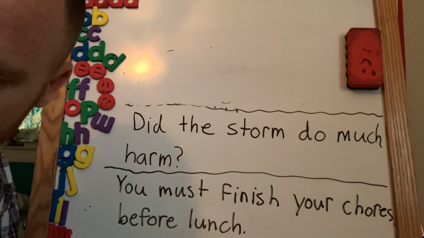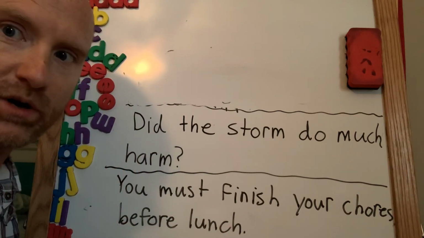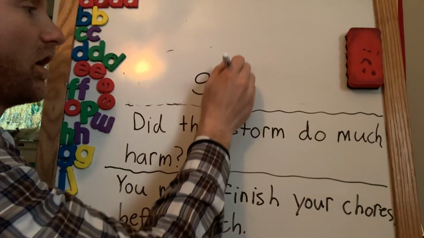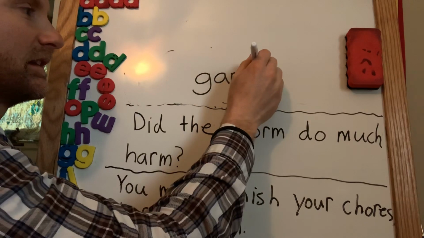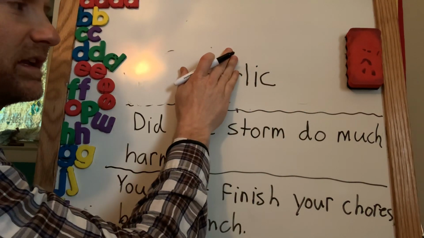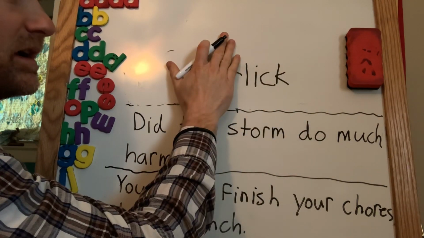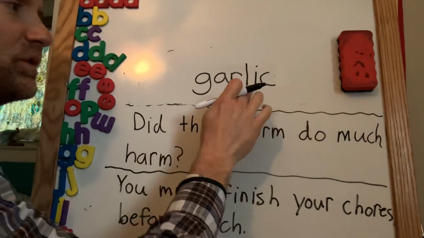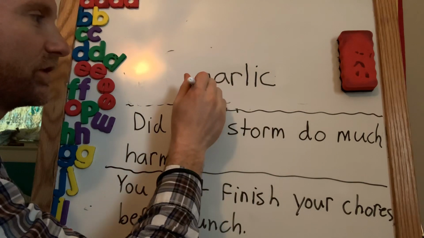One more two-syllable word. Garlic. What's my first part? Gar. That's all I do. G-R. Right? Next part, lick. Now be careful here. Normally, if you're thinking about spelling patterns, you would think this would be a CK. But remember, this is a two-syllable word, so you get that IC. You remember that? Okay, we did that in an earlier unit.